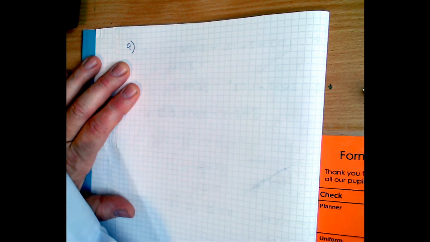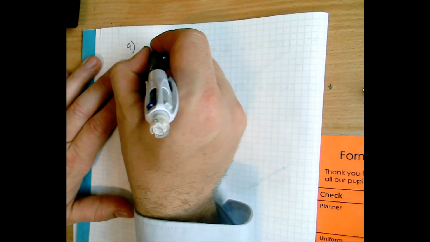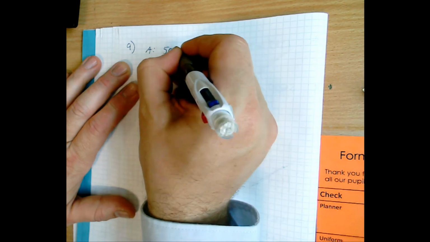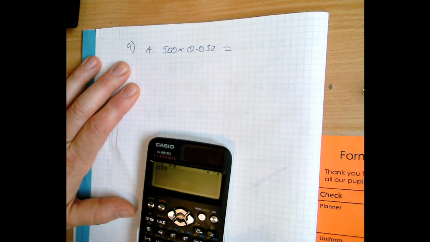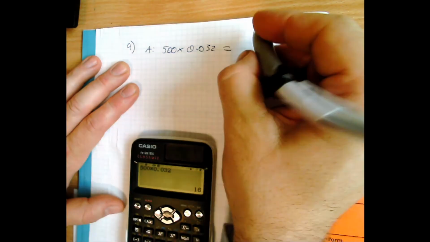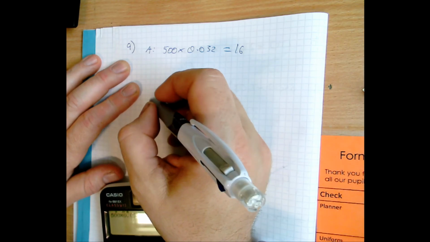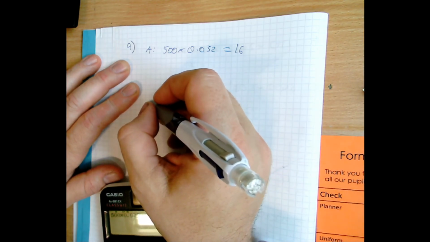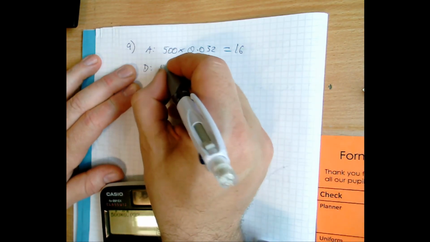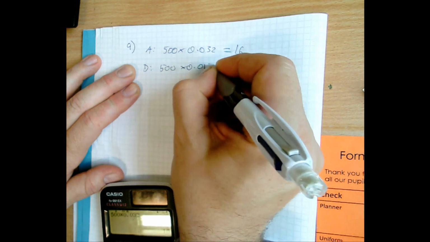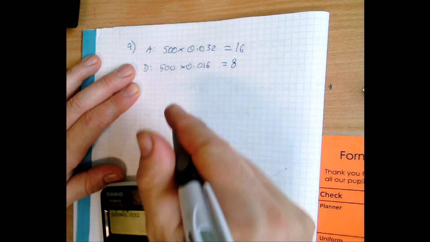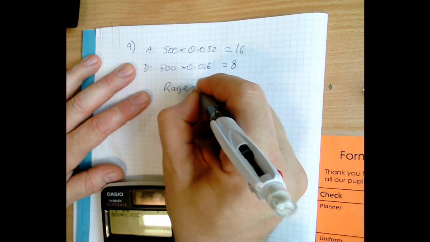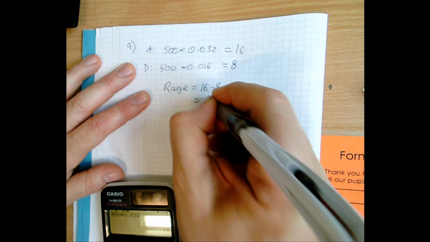So the largest probability looks to be 0.32. So sample A, 500 times 0.032 is 16. The smallest, that's D, 500 times 0.016. I don't need to calculate that because it's clearly half of A, but of course you could use a calculator if you want to. The range then, 16 minus 8, which is 8.